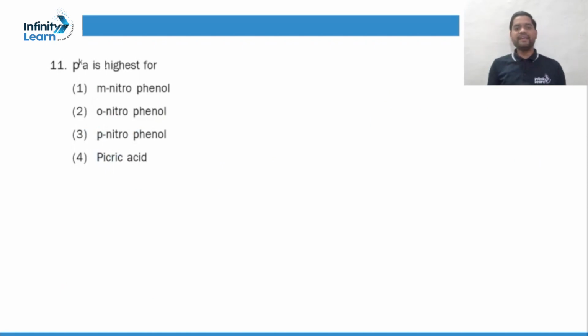Question 11. pKa is highest for metanitrophenol, orthonitrophenol, paranitrophenol and picric acid. Highest means low acidity, or weak acid, they are talking about. pKa is highest because we know that pKa is inversely proportional to acidic strength. So the higher the pKa value, the lesser is the acidic strength. That means they are talking about the weak acid. Picric acid is the strongest acid.